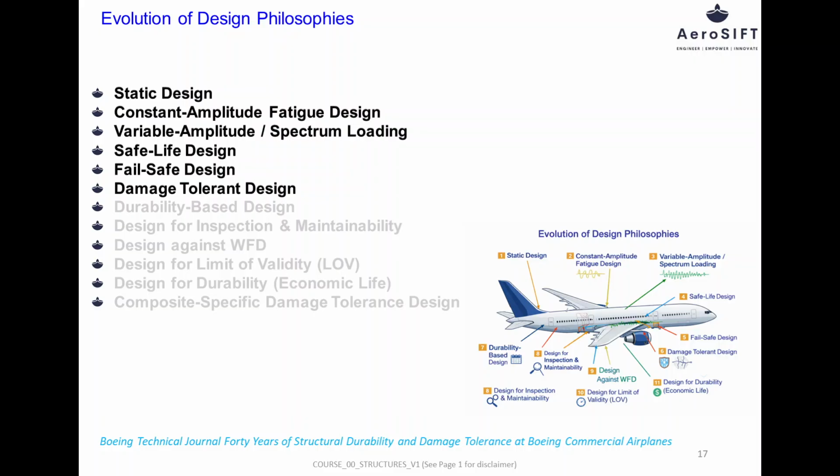Damage-tolerant design assumes that cracks or damage already exist in the structure from manufacturing or service. The structure is designed to safely carry loads even with this damage, provided the damage is detected and repaired before it reaches a critical size. This philosophy combines crack growth analysis, residual strength assessment, and planned inspections, and it forms the basis of modern airworthiness regulations for transport aircraft.